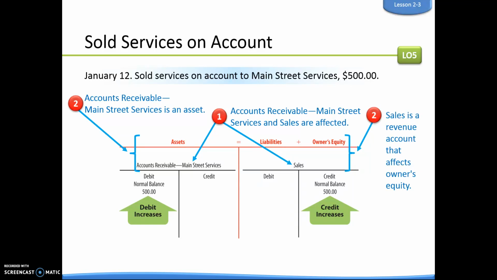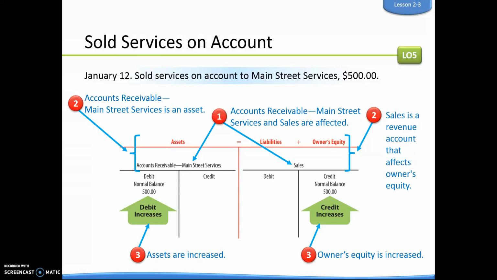So then we ask ourselves, are these increasing or are they decreasing? So the first one we'll look at is our accounts receivable. Accounts receivable is actually increasing, and the reason being is because those people have not paid us yet, so that accounts receivable is going up. They owe us money, okay? And then our sales, as we already said, if we sold services, that also means that it's increasing, so owner's equity is being increased. And then we ask ourselves, is that going to be a debit or a credit?